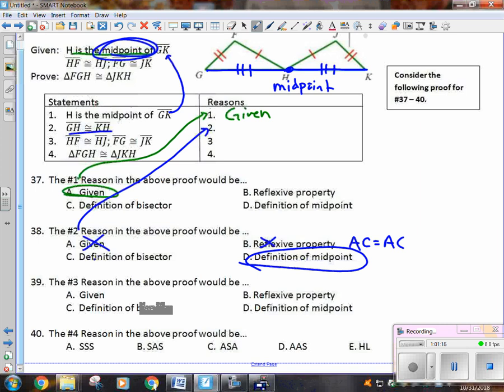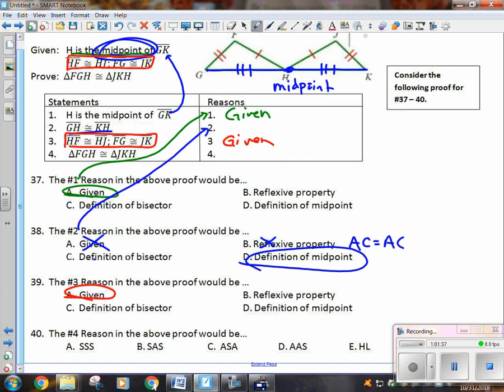Number 3, what reason? Where did this come from? Oh, let me look. Oh, it's right there. So that was actually given again. I had 2 big sections of given. So 339 is a given. Now, notice that Miss Jessup used my picture.